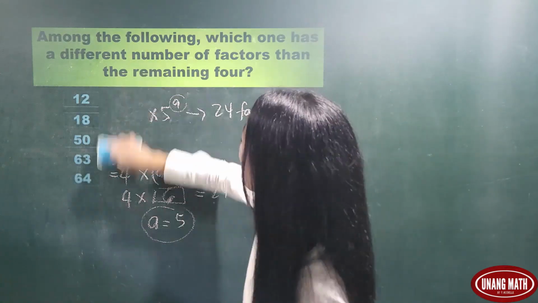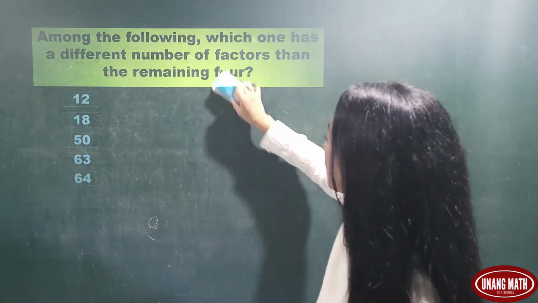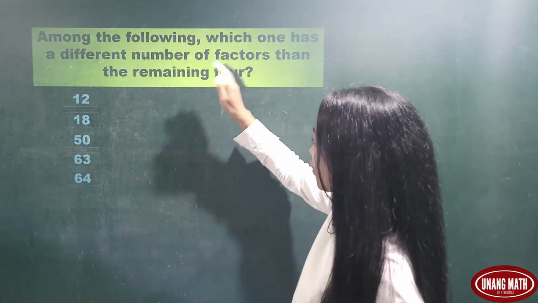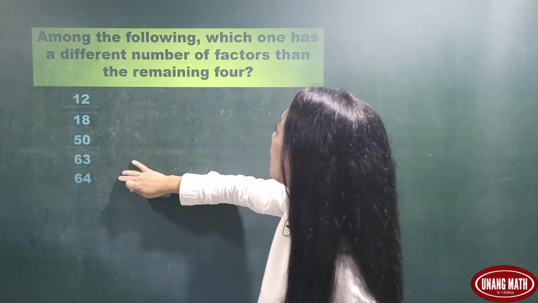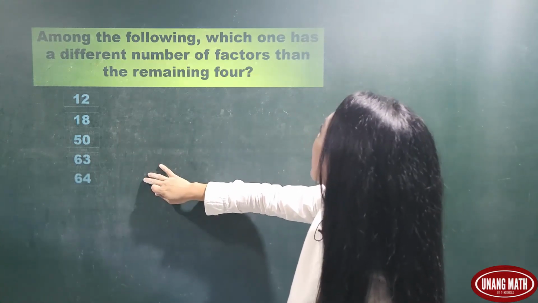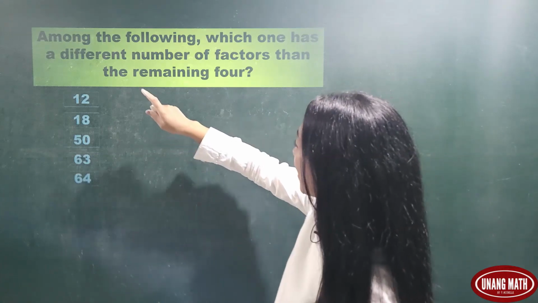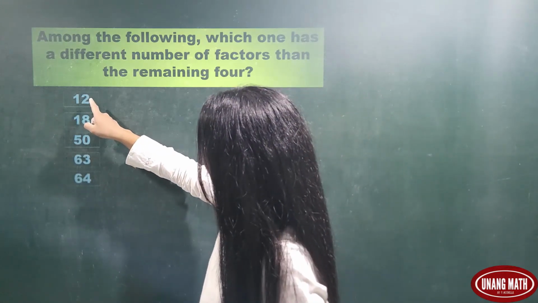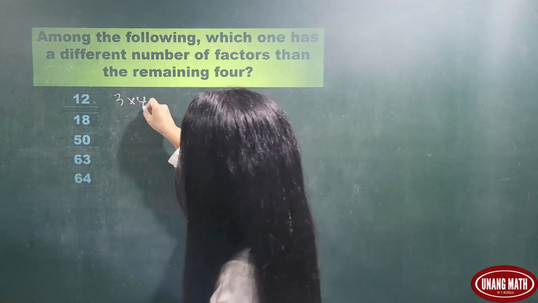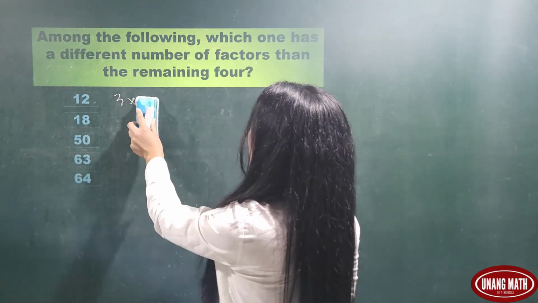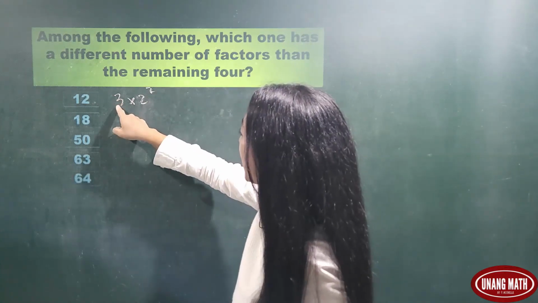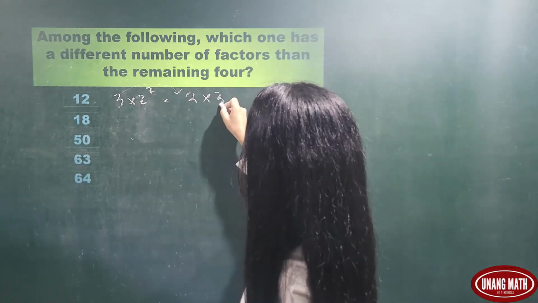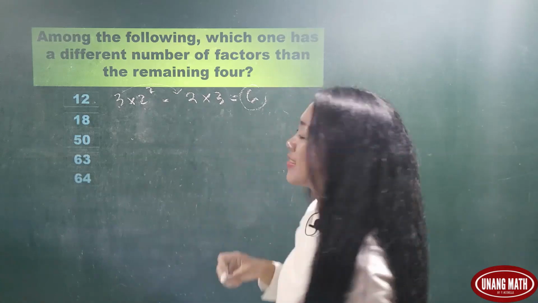Okay, and our last problem. Among the following, which one has a different number of factors than the remaining 4? To answer this problem, we need to find the prime factorization of each number, and let us find out which number has a different number of factors. 12's prime factorization is 3 times 4, but 4 is not a prime number. 4 is 2 squared. 3 has 2 factors. So 2 times 3, since 2 squared has 3 factors. So 12 has 6 factors.